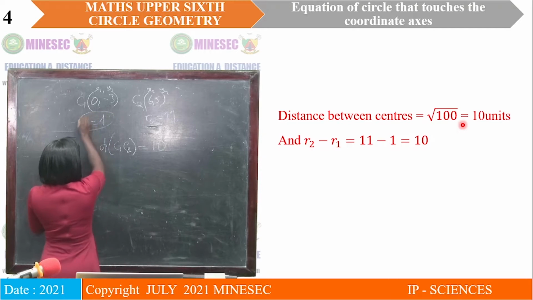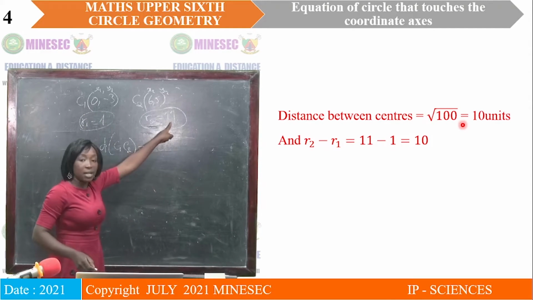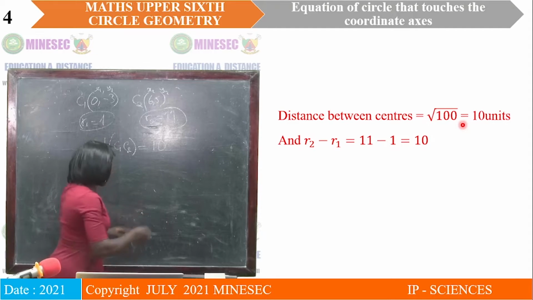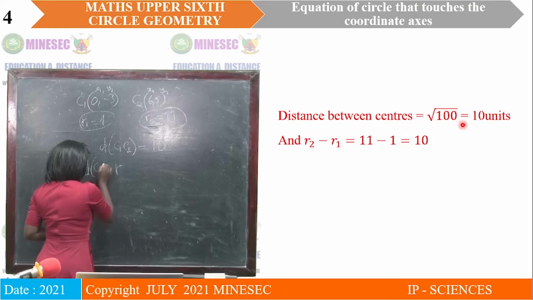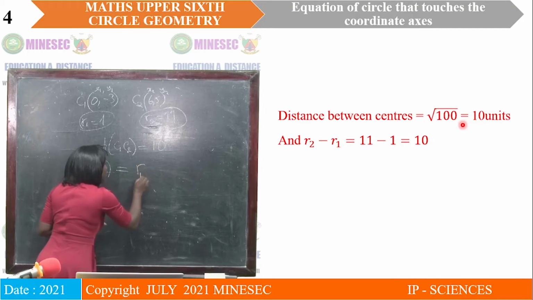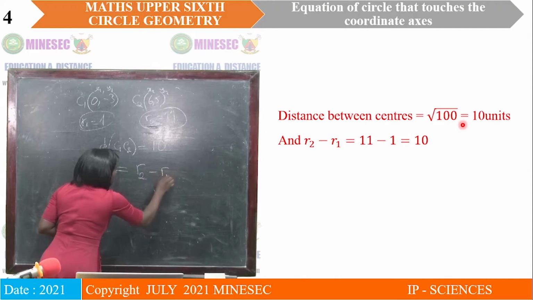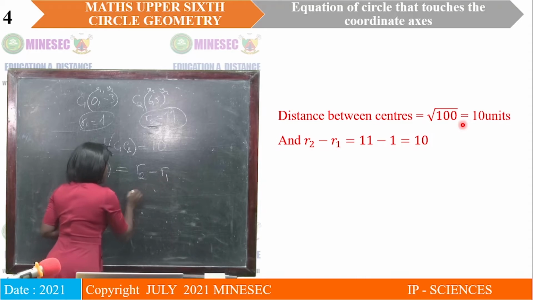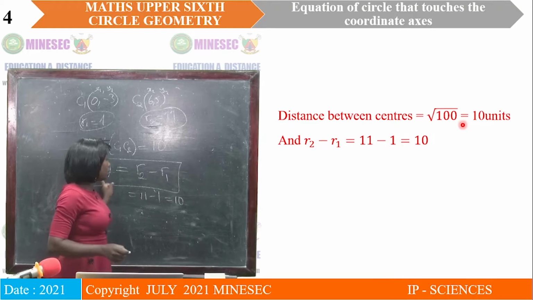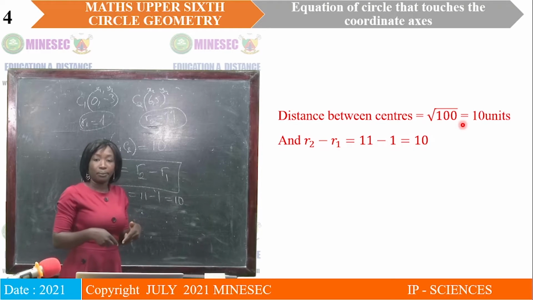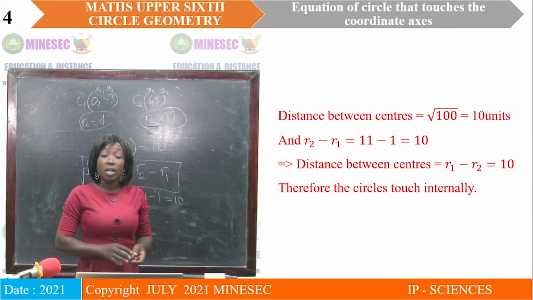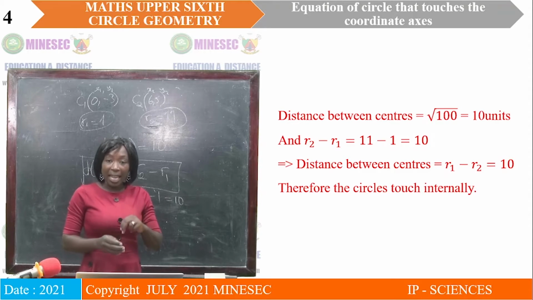Now look at the values of the different radii. We have 11 and we have 1. You discover that if we take 11, take away 1, it will give us 10. Therefore, this condition means that the distance between the centers is the same as subtracting their radii, which means that we're going to have here 11 minus 1 equal to 10. And this condition is the condition for two circles that touch internally. And so, by proving this, we have proven that the two circles given actually intersect and they touch internally.